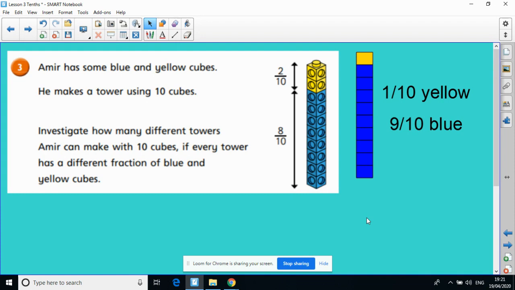Question 3. Amir has some blue and yellow cubes. He makes a tower using 10 cubes. Investigate how many different towers Amir can make with 10 cubes if every tower has a different fraction of blue and yellow cubes. This one has 2 yellow cubes out of 10 and 8 blue cubes out of 10. Here I did 1 yellow cube and 9 blue cubes. 10 cubes altogether. Pause the video and have a go at the different variations.